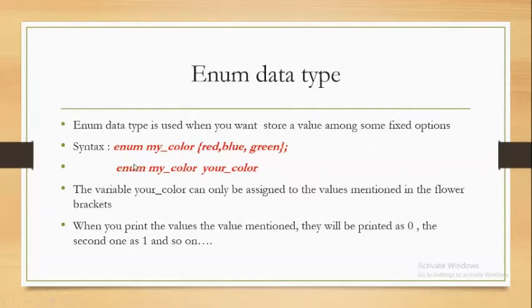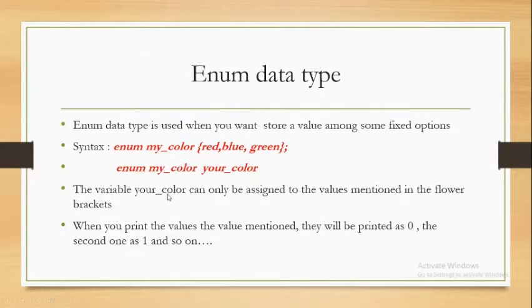And then in the next step, you write enum mycolor and a variable name. So this created a new data type. Enum mycolor is a new data type, and only three values can be assigned: red, blue and green. And to this enum mycolor data type we declared a variable your color, which can store either red or blue or green, and no other color can be stored here.